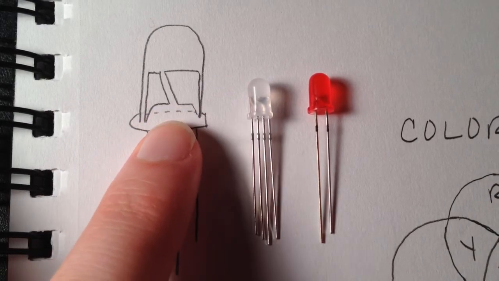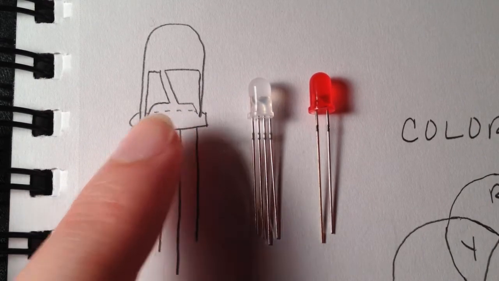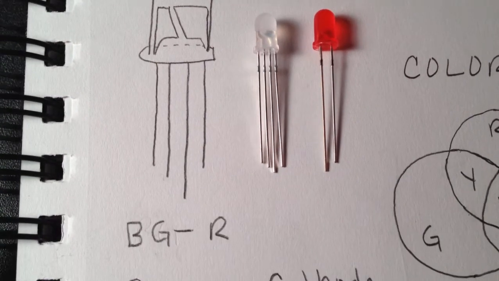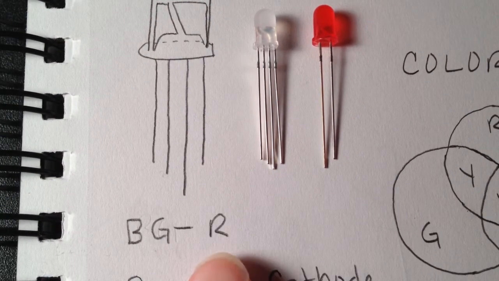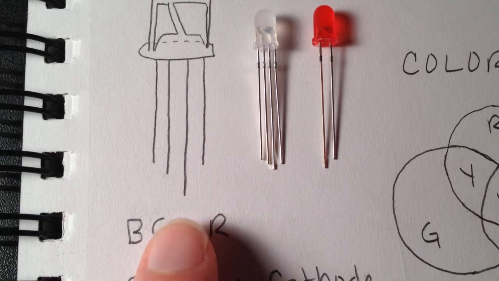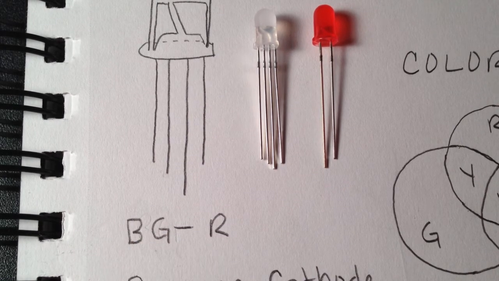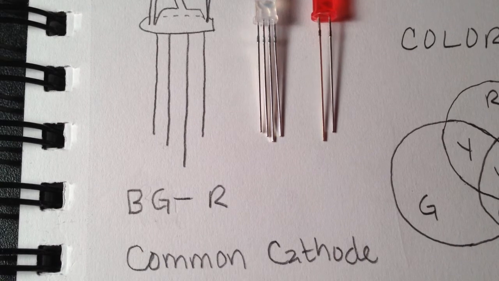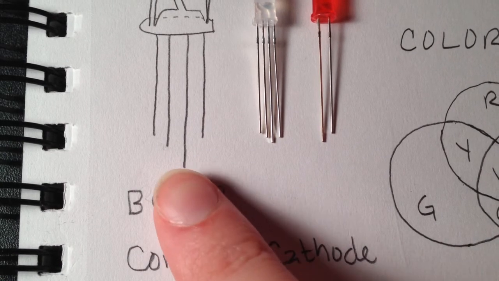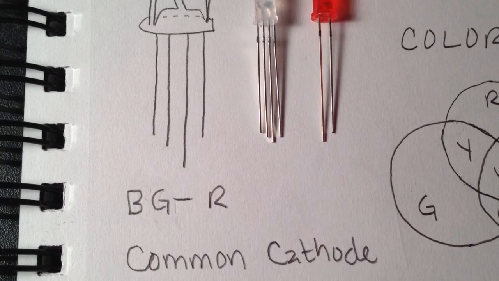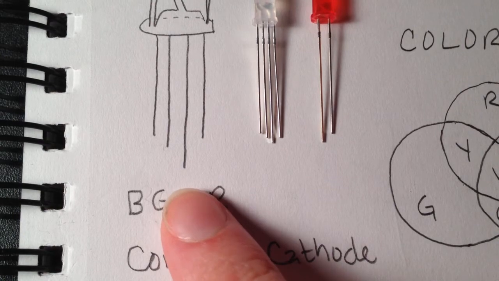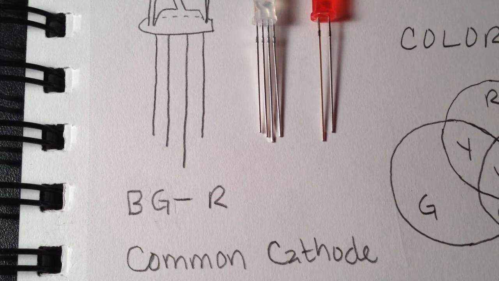Now, I've attempted to draw the internals the same way as the previous video, so this looks a little bit backwards, but here's the longest lead and then you have red, green, and blue. These RGB LEDs are common cathode, meaning there is a common ground pin. You can also buy them in common anode, where this common pin will be positive instead.